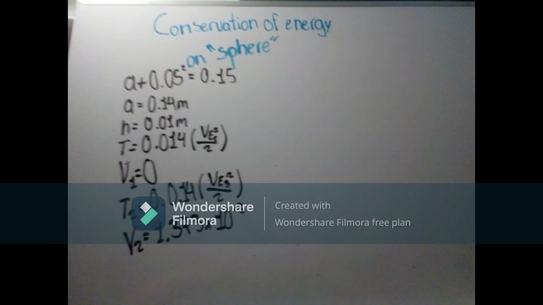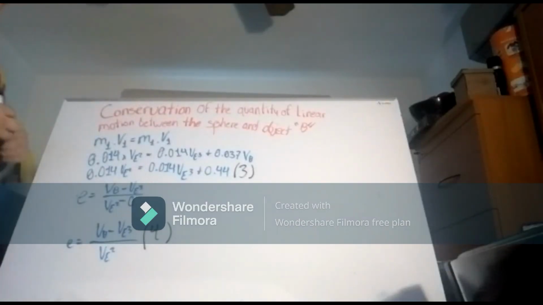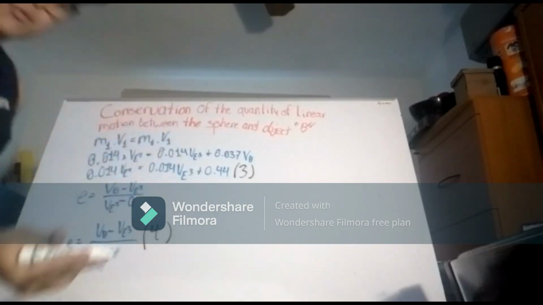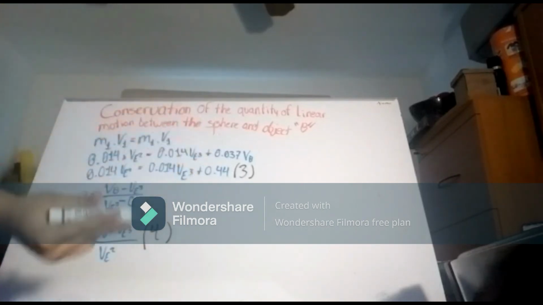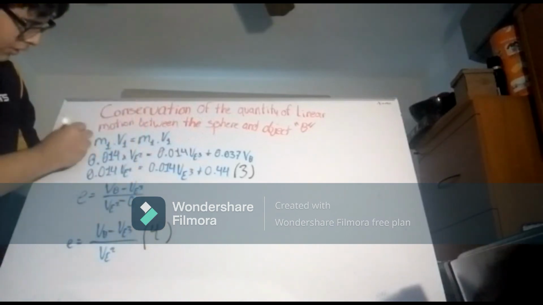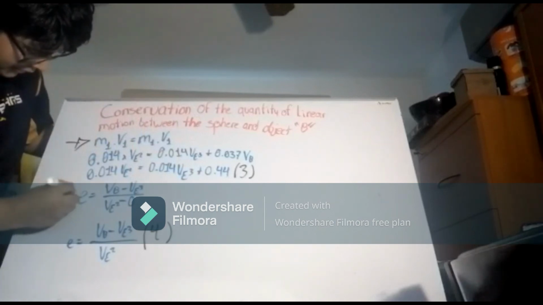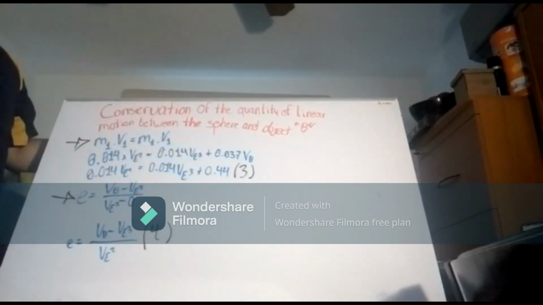Since the difference in speed of the sphere is minimal, it will be neglected, as the speed of the sphere will be considered equal after the impact with object A and object B. The fifth step is to find the conservation of quantity of linear motion between the sphere and the object B. So we use these two formulas, and we find its value.